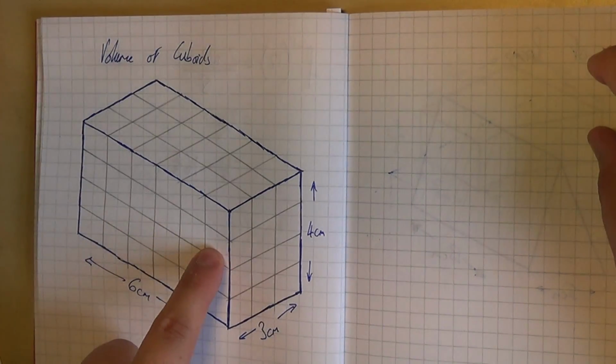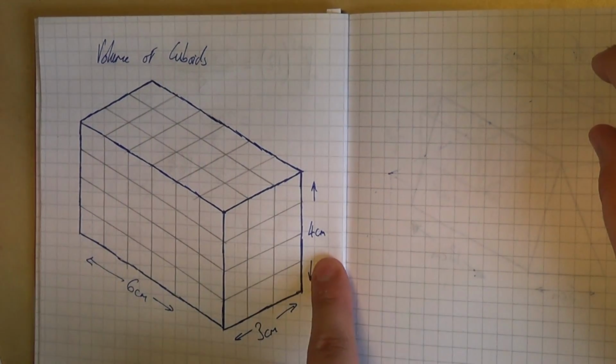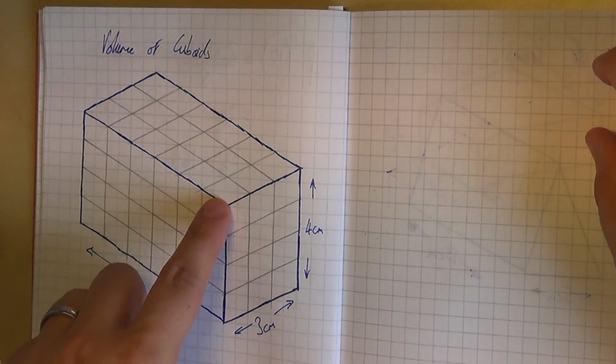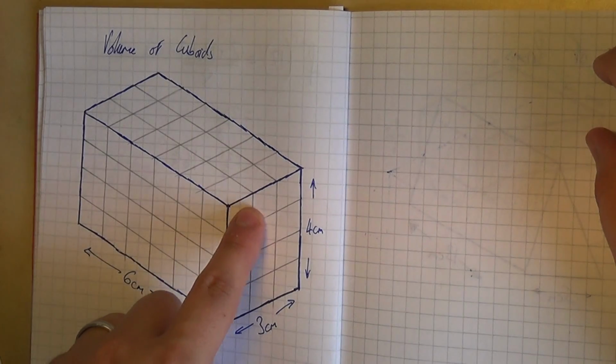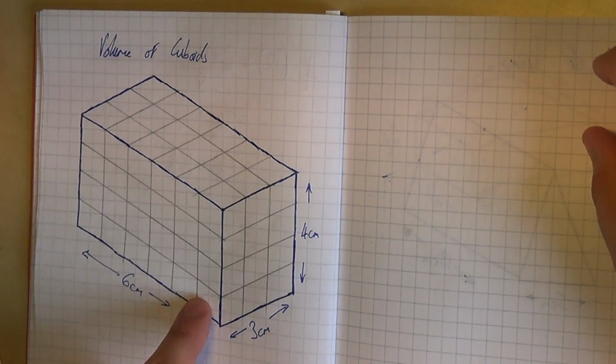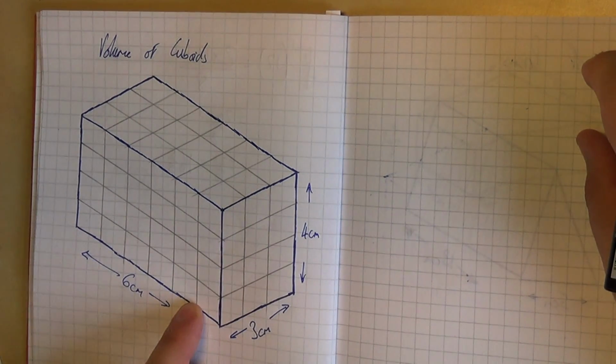So we've got a cuboid here which has 6 centimeters length, 3 centimeters back and 4 up. And I've drawn in this case the centimeter cubes. So each of these cubes is 1 centimeter across, up and deep. So one way to find all of this is just to count them. But you can imagine that takes a heck of a lot of time and is super dull if you've got a large shape or a shape that's not nice and whole.